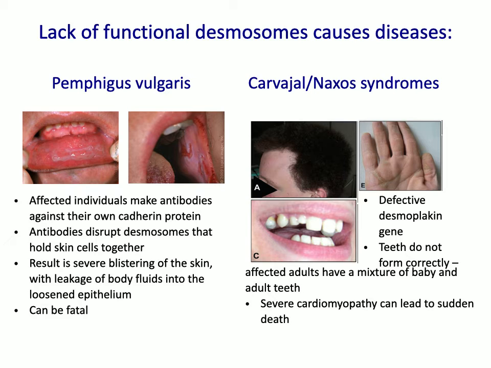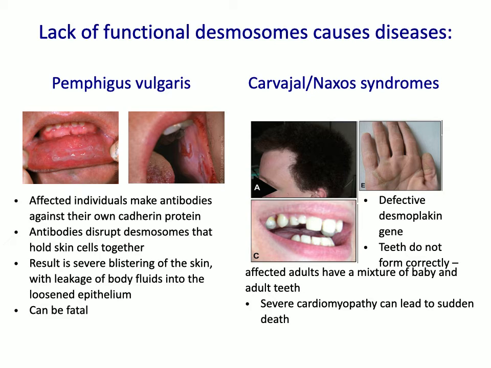Affected individuals have painful blisters that are slow to heal on the gingival surface and the buccal surfaces within the mouth. You can also have, in severe cases, severe blistering of the skin with leakage of body fluids, and these severe cases can be fatal in 5 to 15% of affected individuals.